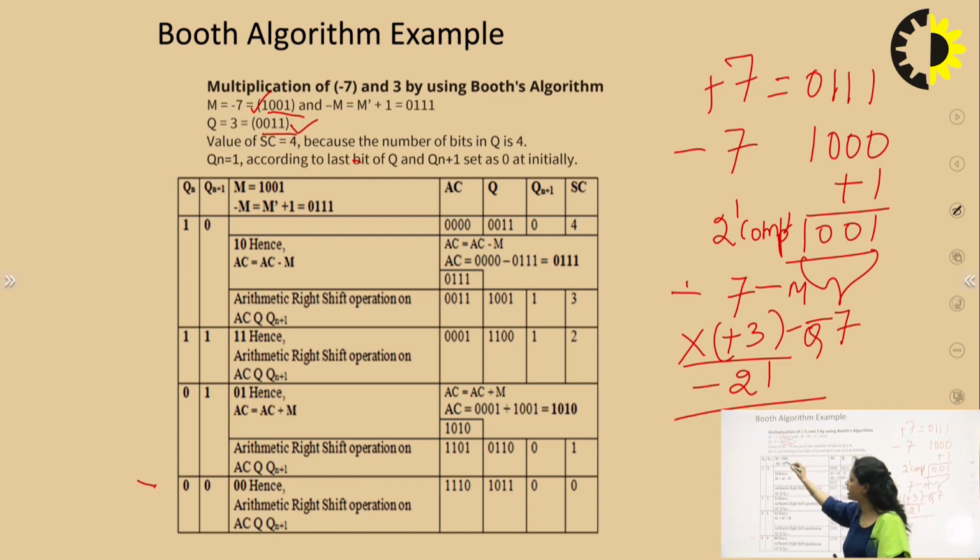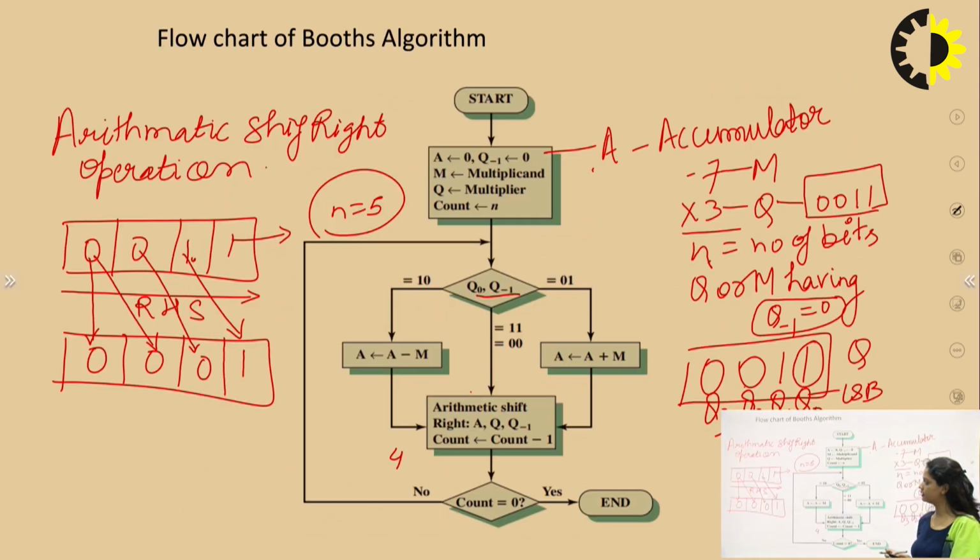As we say that initially M is your multiplicand, that is 1001, that is minus 7, and AC is the accumulator, where Q is the multiplier and Qn plus 1, or we can say Q minus 1 according to our flow chart. It is Q minus 1. So it is up to you, you will take it as Qn plus 1 or Q minus 1. That will be your decision. But the value of this Q minus 1 or Qn plus 1 will always be 0. As we have discussed earlier, the accumulator will be 0 initially and the Q minus 1 will be initially 0.